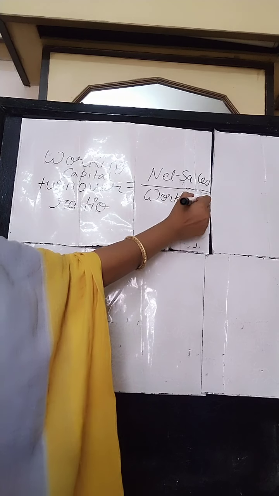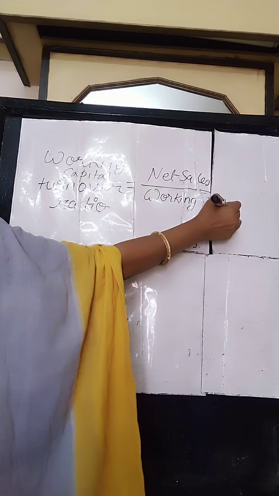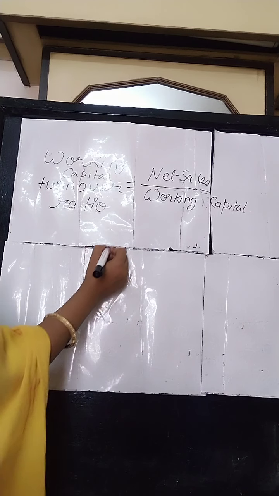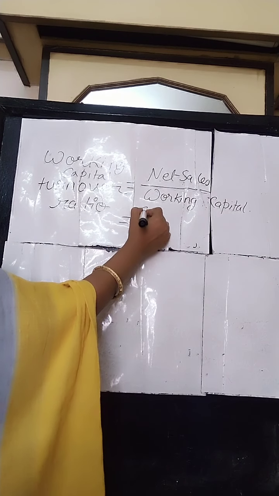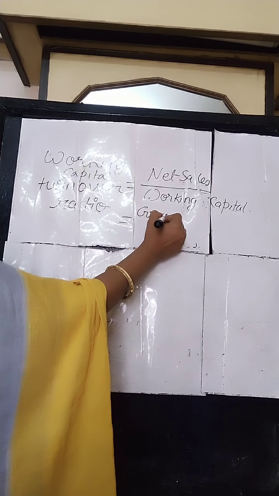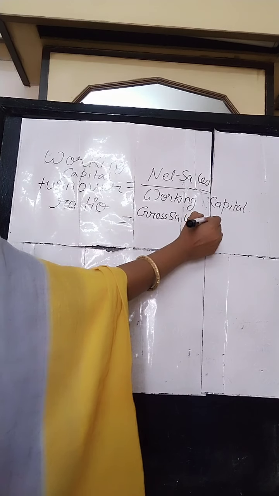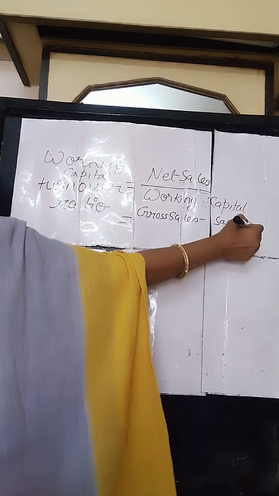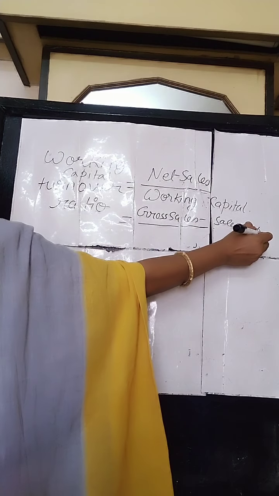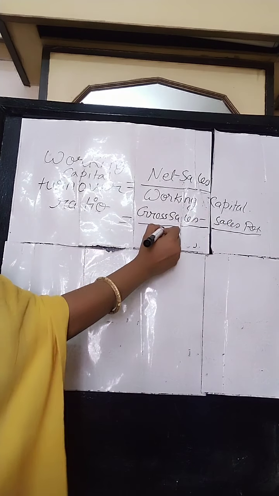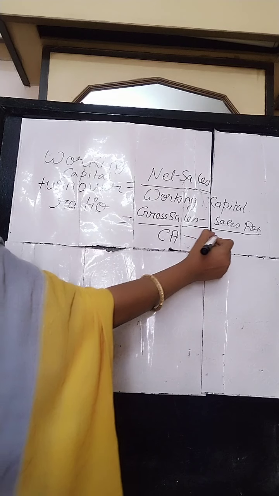What is working capital? That I have told you previously in class 11, that working capital is the capital required for meeting the day-to-day operations of a business, which is indicated by the difference between current assets and current liabilities. So net sales will be gross sales minus sales return, divided by working capital, which means current assets minus current liabilities.